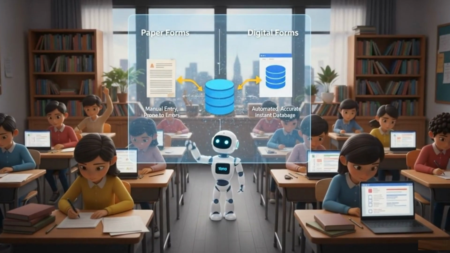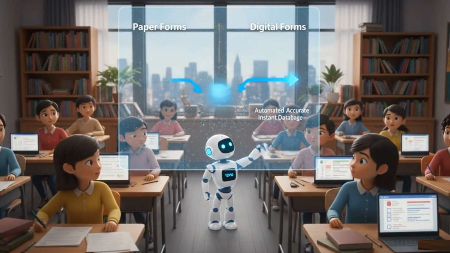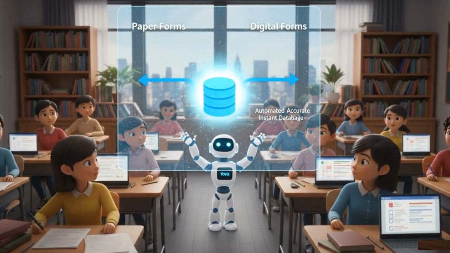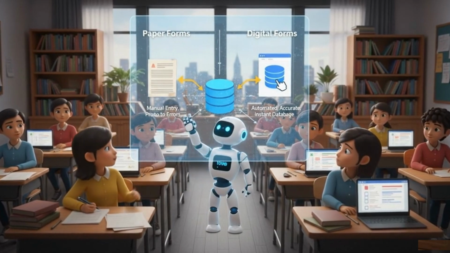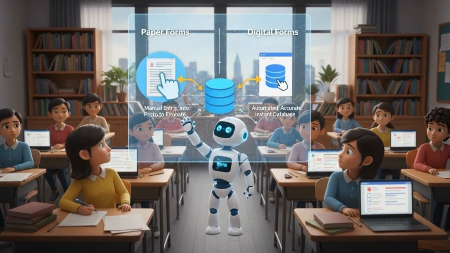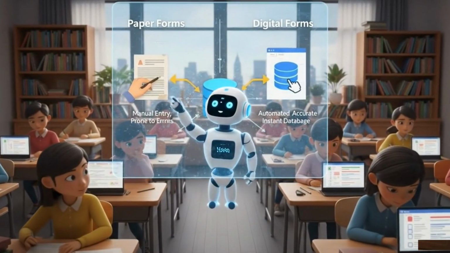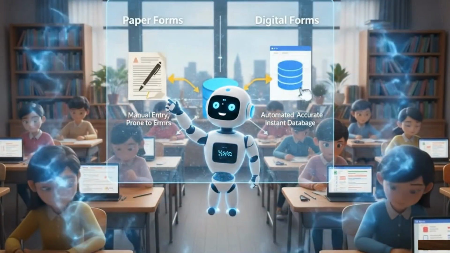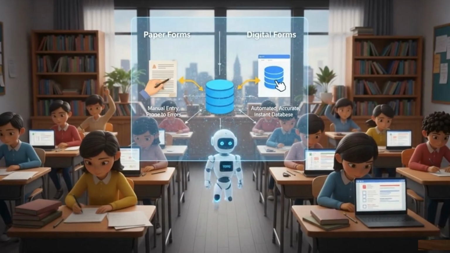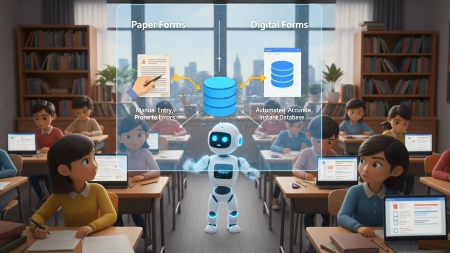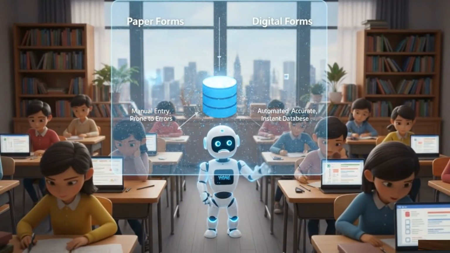All right, now let's talk about how we collect data. There are two main ways to collect data: paper forms and digital forms. AI bot, can you explain what a paper form is? A paper form is simply a form that you fill out with a pen. It's easy to make and carry around. But imagine filling out hundreds of paper forms. It can get really messy and time-consuming.